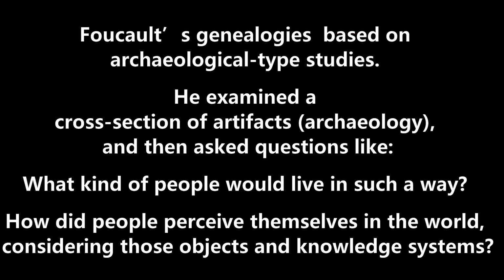Foucault's genealogies are generally based on archaeological type studies. He examined a cross-section of artifacts and then asked questions like, what kind of people would live in such a way? How did people perceive themselves in the world considering those objects and knowledge systems?